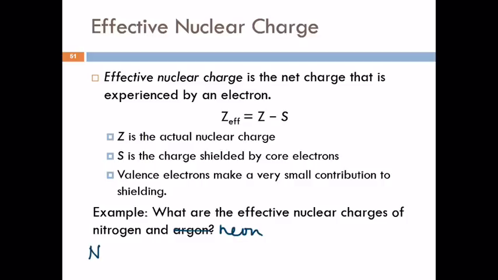So for nitrogen, what is the atomic number for nitrogen? 7. So it has 7 protons in the nucleus. How many electrons does an atom of nitrogen have? 7. And how many of those are valence electrons? 5. It's got 5 valence electrons. We know that because it's in group 5. So if it has 7 total electrons and 5 valence electrons, it must have 2 core electrons. So the effective nuclear charge is the atomic number minus the number of core electrons. So the effective nuclear charge is +5.